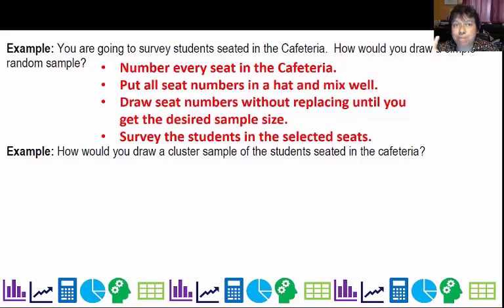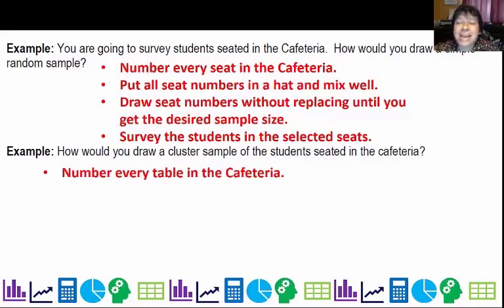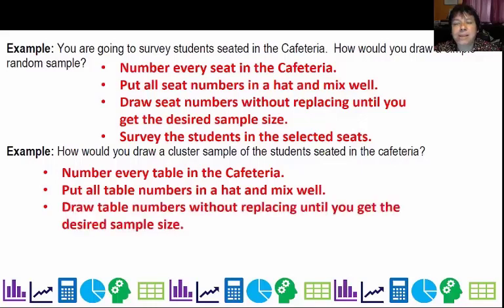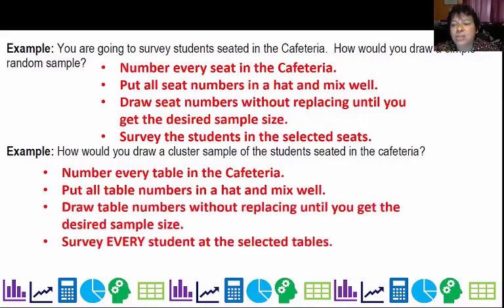So instead of numbering the seats, the one thing that doesn't move around very well are the tables. So I numbered the tables, threw them in a hat, mixed it well, and then drew my sample. So I basically went to each table then, and I surveyed every student at the table. I went up to them and said, your table has been randomly selected for our survey, and everyone is invited to do the survey. And so those are cluster samples. My clusters were the tables in the cafeteria. Again, a very good and convenient way to sample if there's no reason to think that there are differences between one table and another.